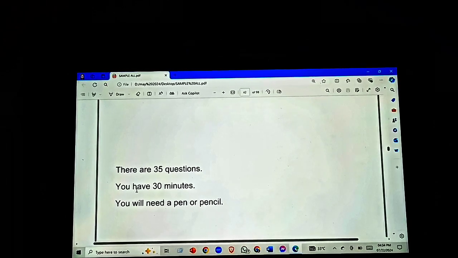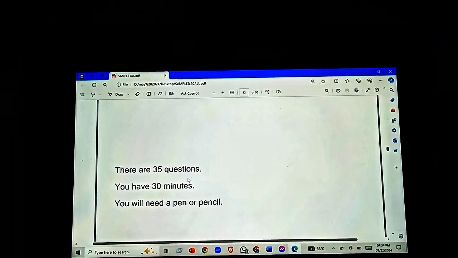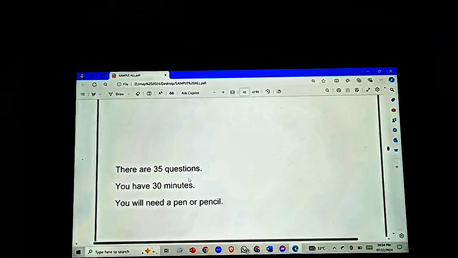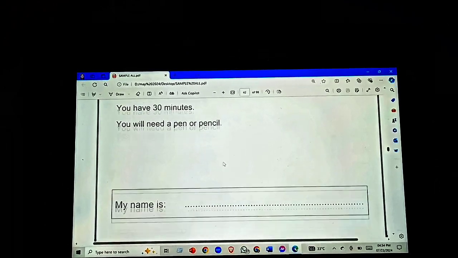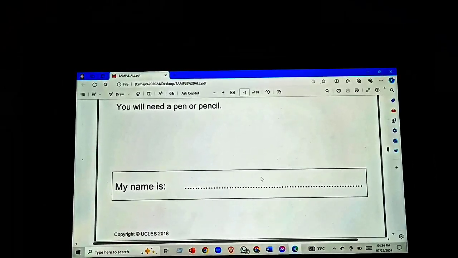You will have 30 minutes. You can see in this block you will have 30 minutes, and within these 30 minutes you have to answer 35 questions. You will need a pen or pencil. My suggestion is either use pen or pencil, but don't mix both. So you have 30 minutes to answer 35 questions. Now in this segment you have to write your name.